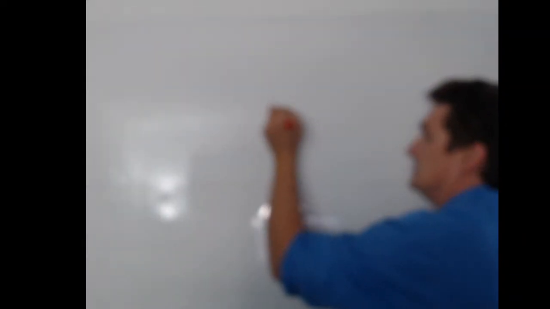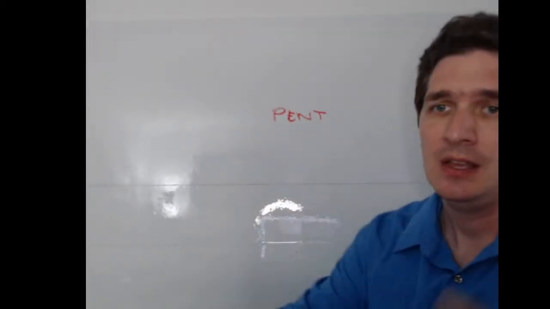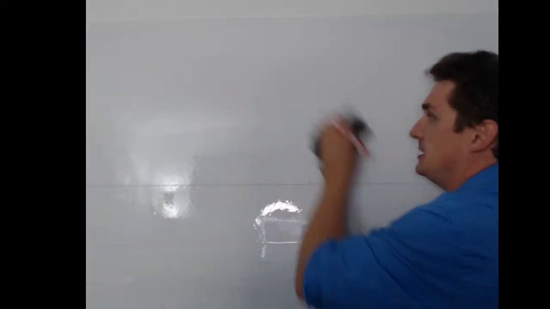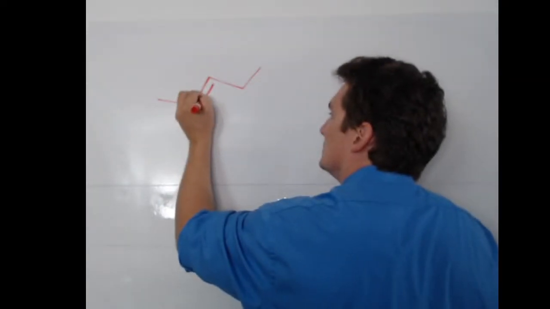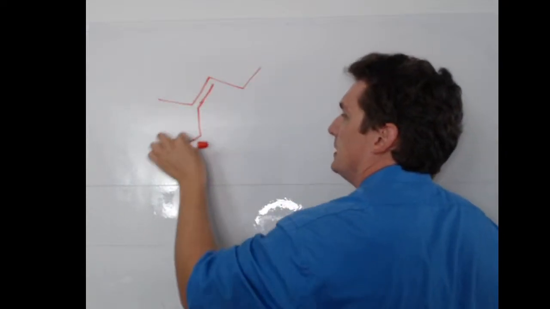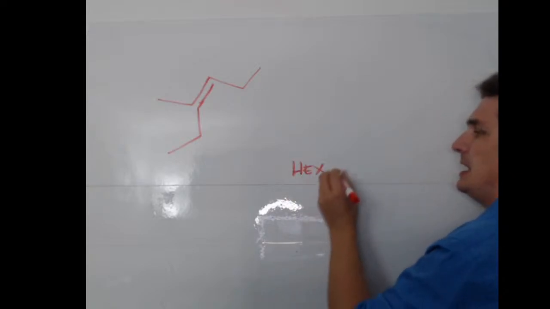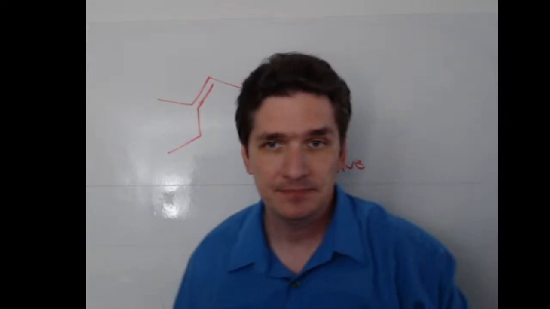So let me start over. We're going to name it the same way as when we start naming alkanes. So we want the longest chain here. So let's say I give you this molecule. 1, 2, 3, 4, 5, 6. So you've still got your hex prefix. And now we're going to add an ene, and all this designates here is that we have a double bond.